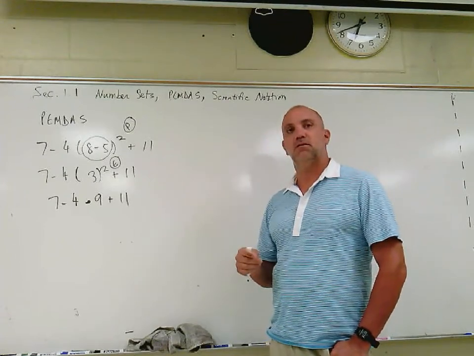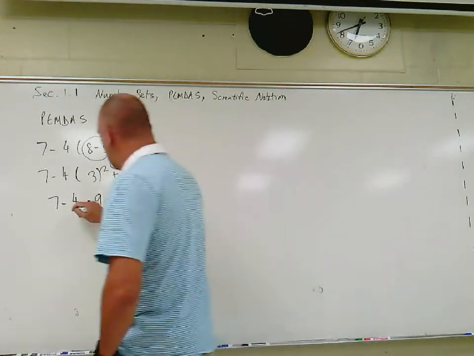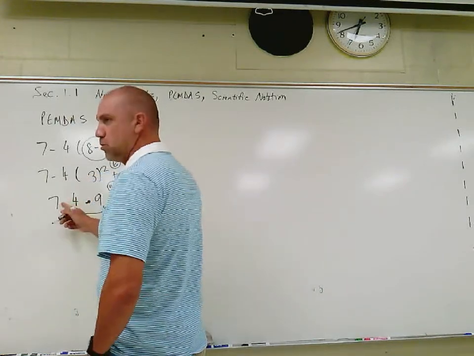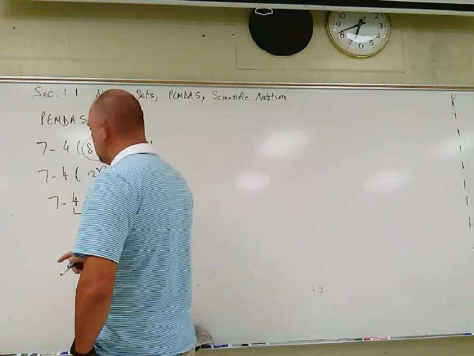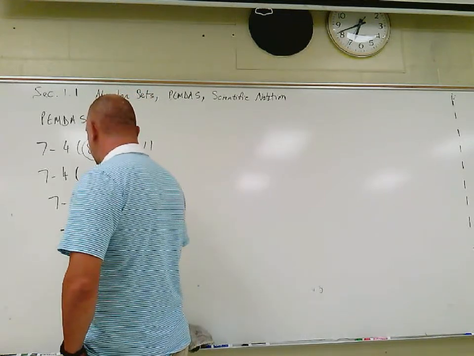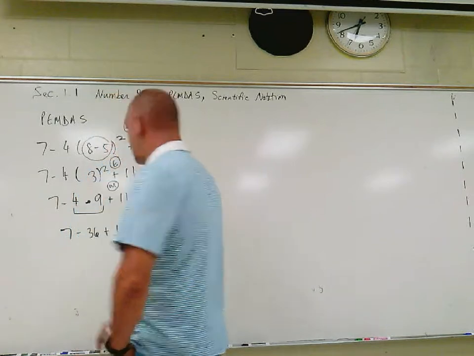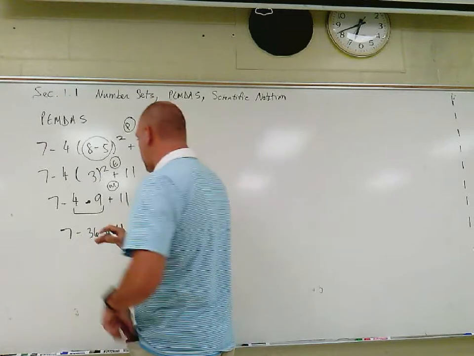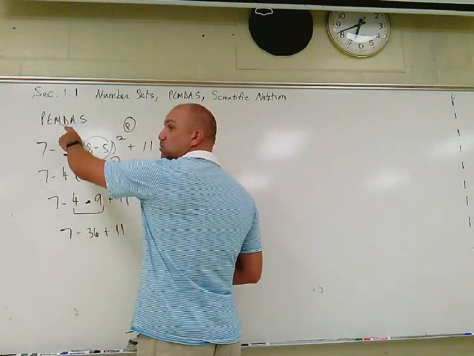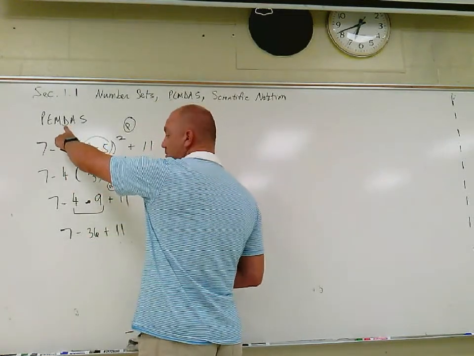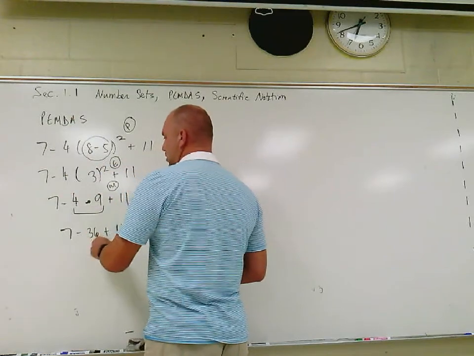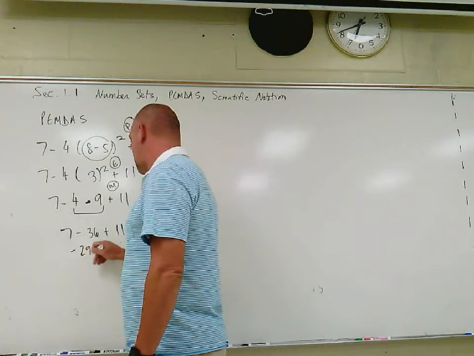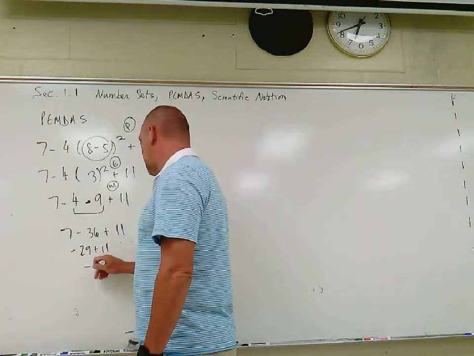What's the next letter? Multiplication. M, multiplication. The M stands for multiplication. You do multiplication before you do subtraction or addition. So now you do 4 times 9, you get 36. And then you can just work left to right. On addition and subtraction, it doesn't matter. All right, the D stands for what if you had it? Division. So you can do 7 minus 36 and plus 11. So you get negative 29 plus 11 is negative 18.